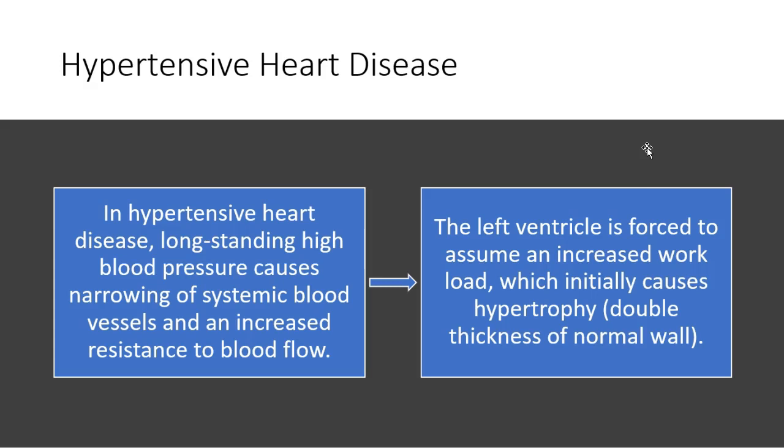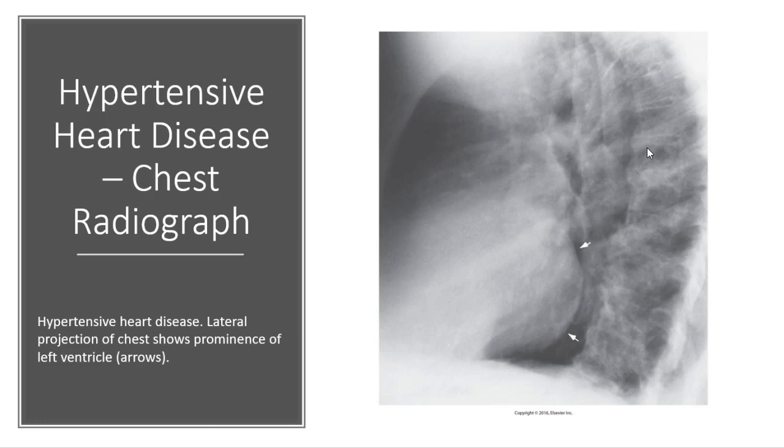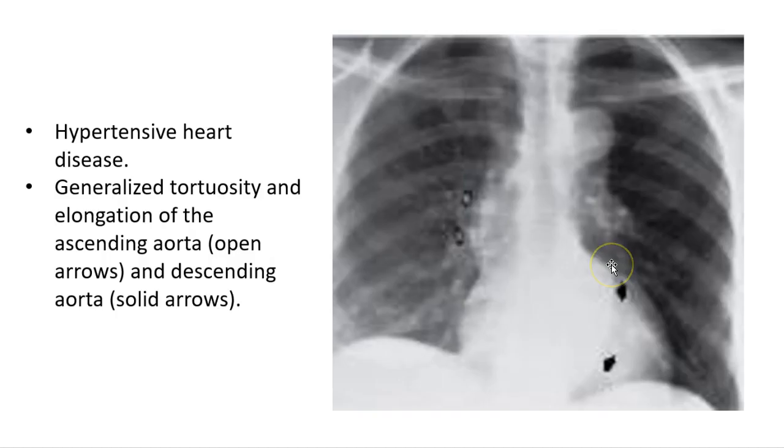So hypertensive heart disease: long-standing high blood pressure causes narrowing of the systemic blood vessels and an increased resistance to blood flow. The left ventricle is forced to assume an increased workload, which initially causes hypertrophy, so double the thickness of a normal wall. Looking here, hypertensive heart disease, lateral projection chest shows a predominant left ventricle. This left ventricle was really sticking out there. So not normal. Normally it'll come down straight. This one has got a big hump in it, like a big butt, looks like to me. You can see it right here. See how the right side looks normal in size, where the left side's really sticking out there.